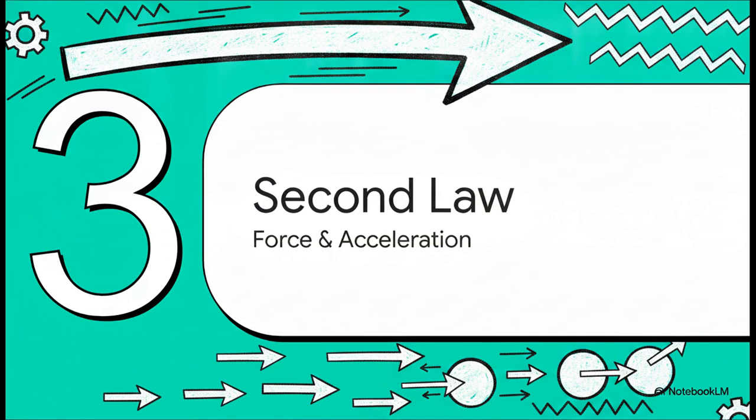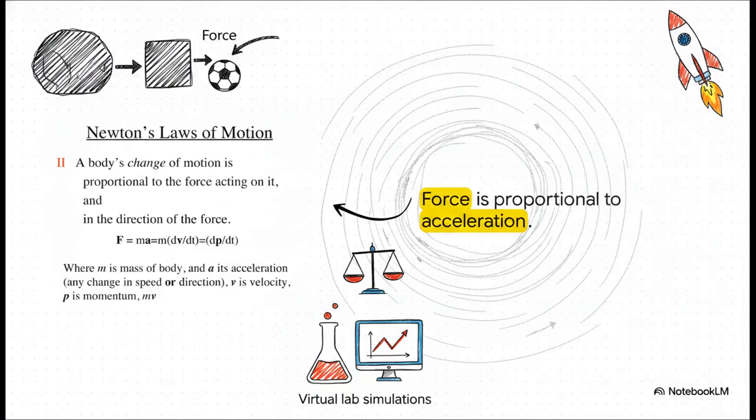All right, Section 3, second law, force and acceleration. Now, let's see how all of this builds into the famous equation that actually governs acceleration. Newton's second law states that a body's change of motion is proportional to the force acting on it, and it occurs in the direction of that force. You probably know it best as F equals ma, or force equals mass times acceleration.